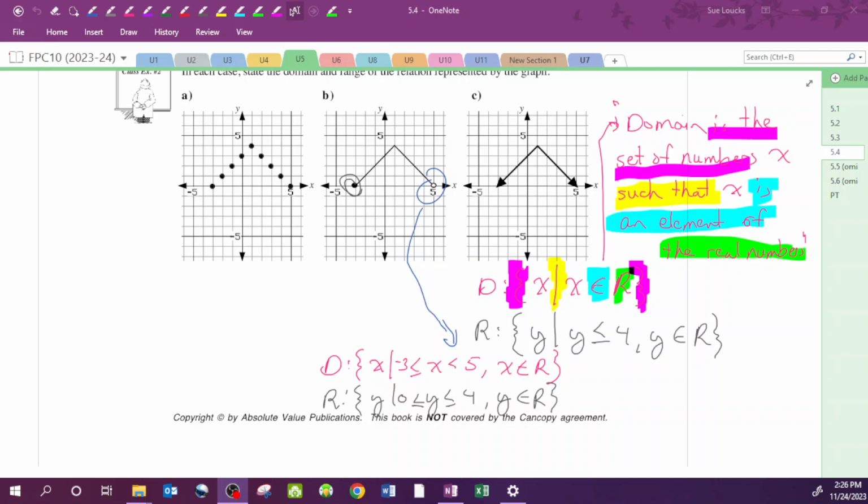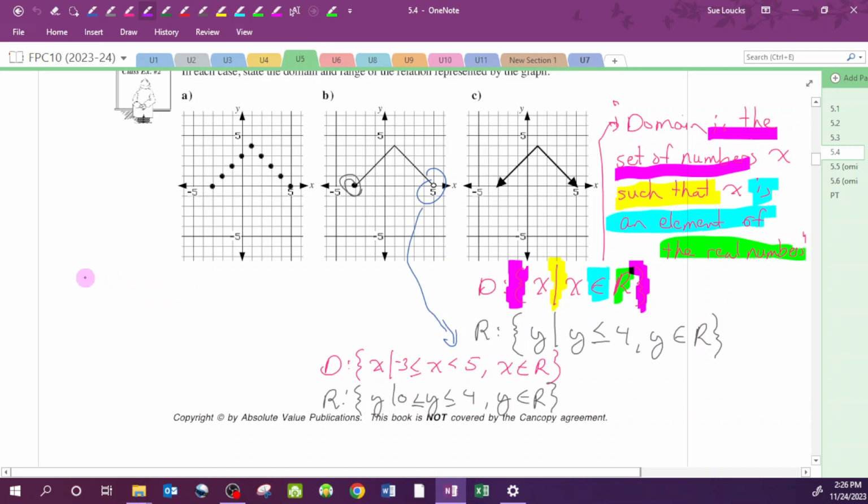Okay, continuing on, we were partway through domain and range on page 260. I did the domain and the range for B and C, so let's do A. For A, there are two ways that we can do it. One is, because it is just a set of points, we can just list the points.